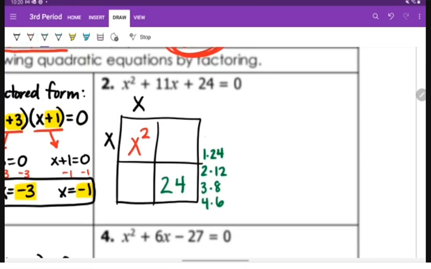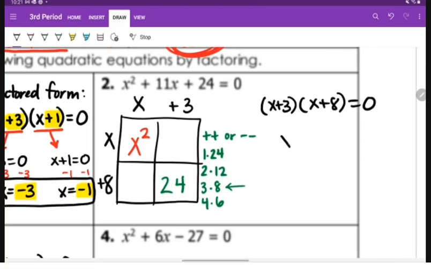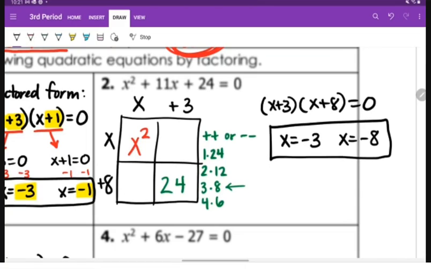Our 24 is positive, so they're either both pluses or they're both minuses. In this situation, we're definitely going to want two positives. So we need two positive numbers that add together to give us 11. That leads us to positive 3 and positive 8. So our factors are x plus 3 times x plus 8 equals 0, which gives us the roots negative 3 and negative 8. So check your own work against mine. Make sure you got this right.